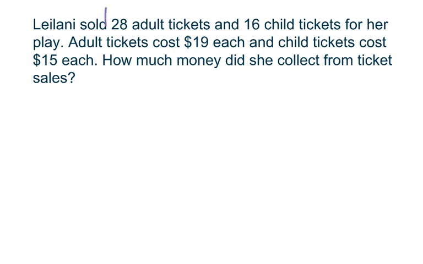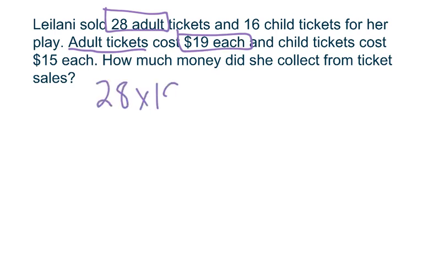All right, we have 28 adult tickets, and I need to know how much adult tickets cost. So it tells me adult tickets cost $19 each. So in order to figure out how much adult tickets were, I would be multiplying 28 times 19. Then I need to look at the child tickets. So 16 child tickets, and each child ticket costs $15.